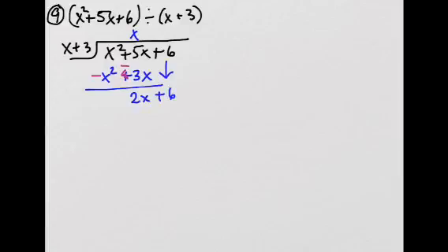And then again, x into 2x gives you 2. 2 times x is 2x. 2 times 3 is 6. We're going to subtract, so we're going to add the opposite. So this becomes a negative. And so the result is 0. It says to use long division to divide and use the result to factor the dividend completely. So x plus 3 is a factor because we got a remainder of 0. And the other factor is x plus 2.